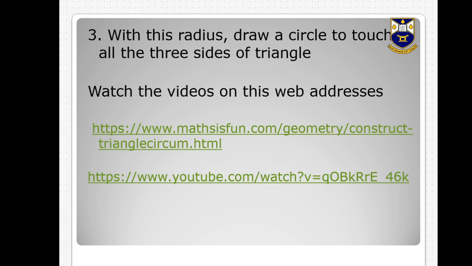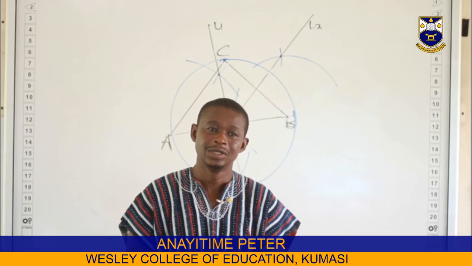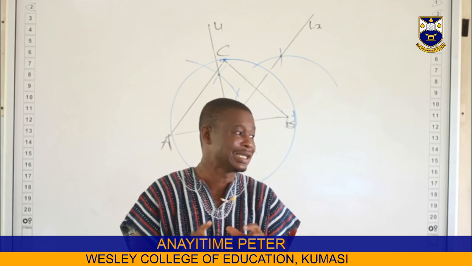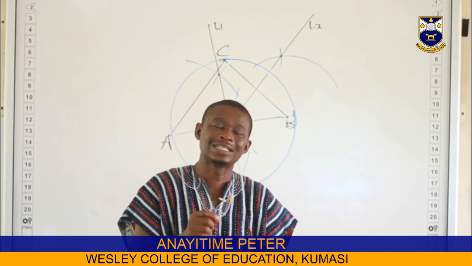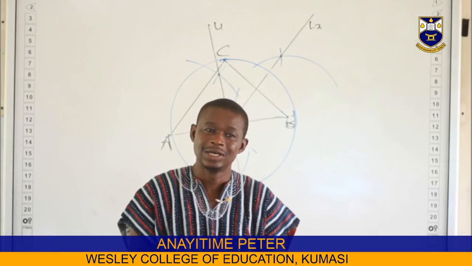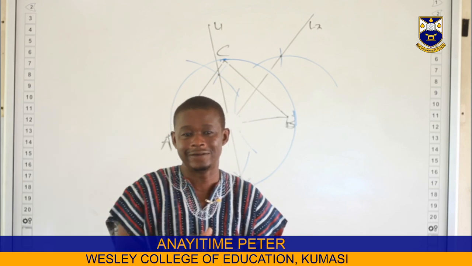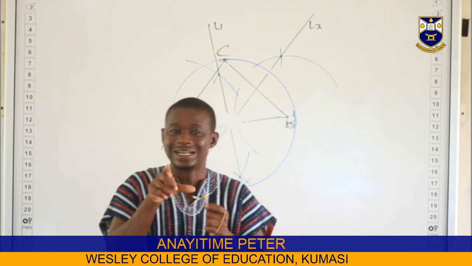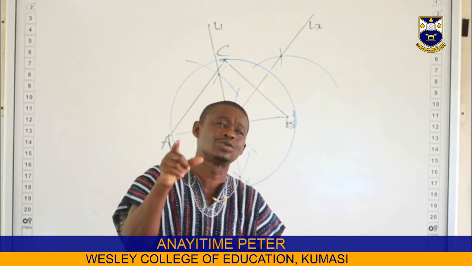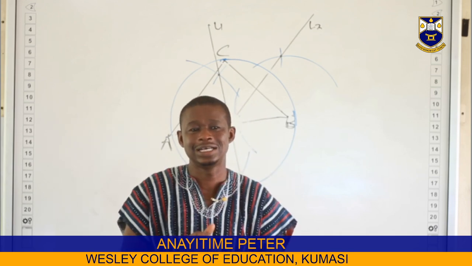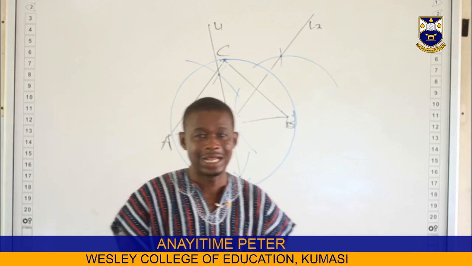Let me repeat the steps again. 1, you get your triangle. 2, you bisect any 2 sides of the triangle. The bisectors will meet at a point. With that as your center, open it to any of the vertices of the triangle. Then draw a circle. This circle will surely pass through all the 3 vertices of the triangle. Okay. Now let's move on.